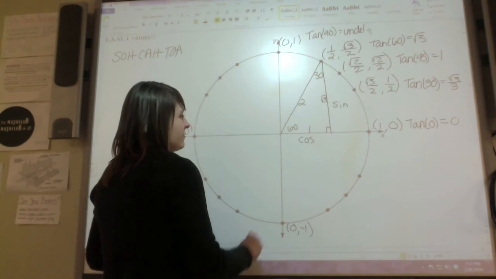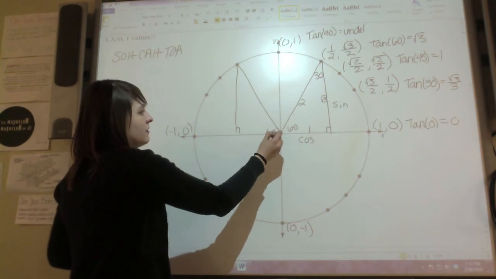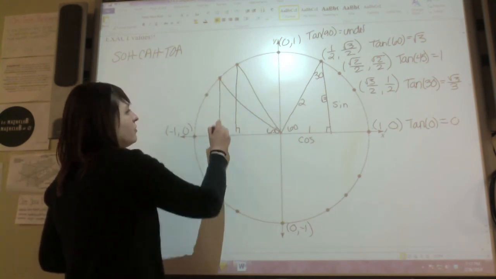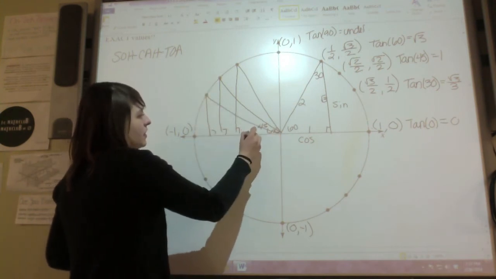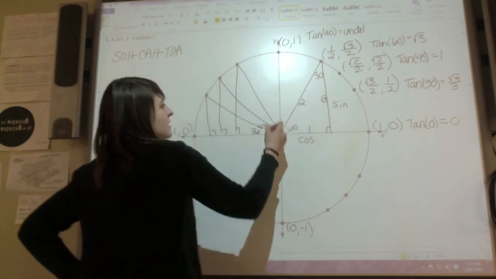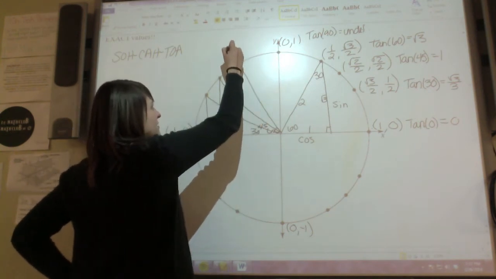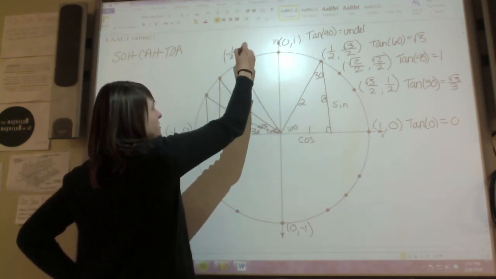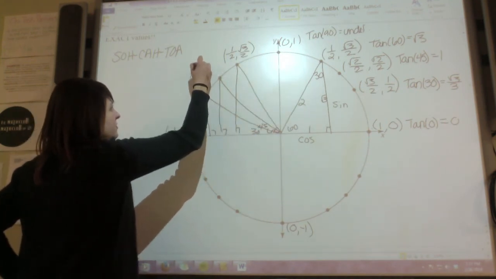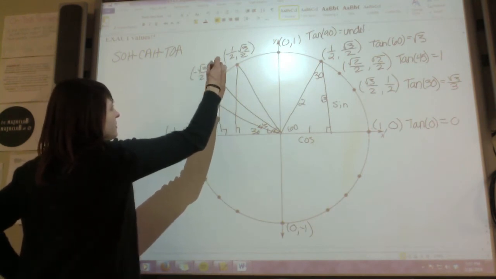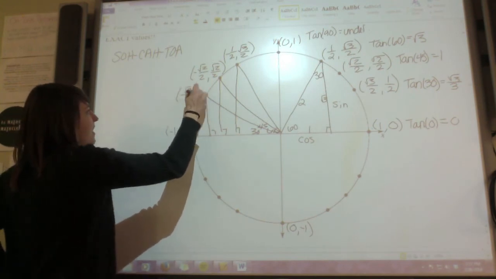Also, when you're thinking about your reference angles here, this angle here would be like my 60. Okay, this angle here would be like my 45. And then this angle here would be like my 30. Okay, so that means that since this is my 60, it would correspond with this point here, except my x values are negative. So this would be negative 1/2, square root of 3 over 2. Okay, this one would be negative square root 2 over 2, square root 2 over 2. And this one would be negative square root 3 over 2, 1/2.